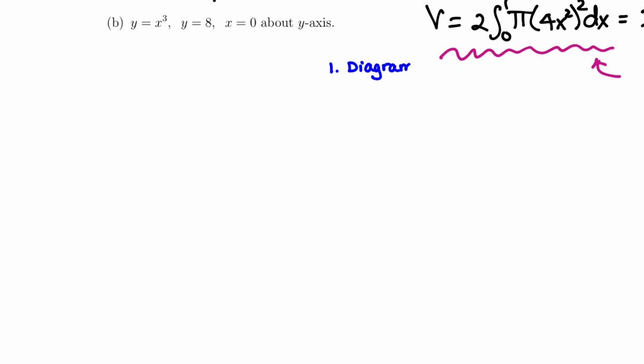That diagram should involve the base function, y equals x cubed, y equals 8, x equals 0. What area am I looking at? The reason we need this is because we need to decide what exactly this shape looks like. When I cut it, what kind of cross section am I getting? Am I getting a disc, or is there a hole? In which case, we're going to move forward and talk about the next method, which is the washer method. So the very first thing you should do is diagram.